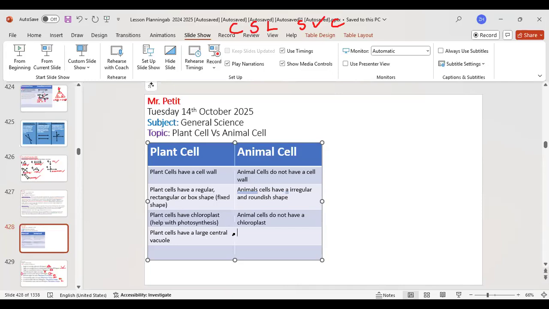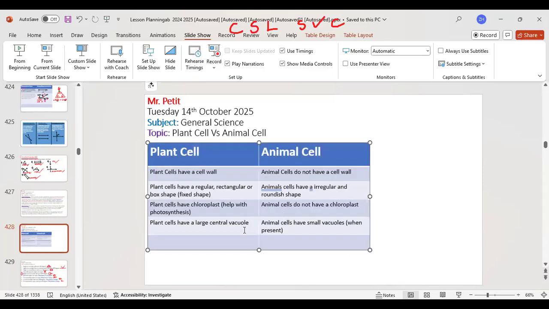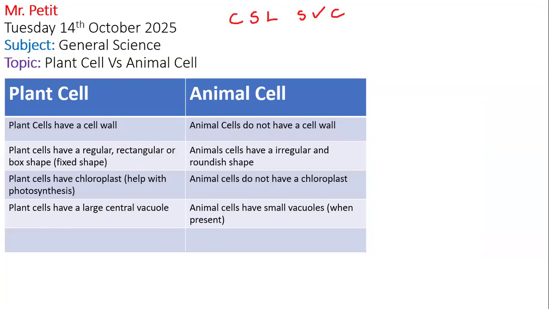It's big. Animal cells have what? Small vacuoles when present. So sometimes they're not even present, right? Sometimes they're not even there. So sometimes animal cells don't even have a vacuole, right? So when present, but whenever they're present, they're still small. All right. There are other ones that we could talk about. So if they aren't present, they're just absent. It's just not there.